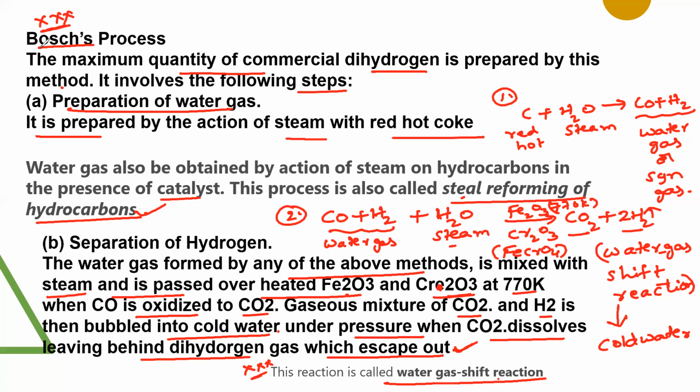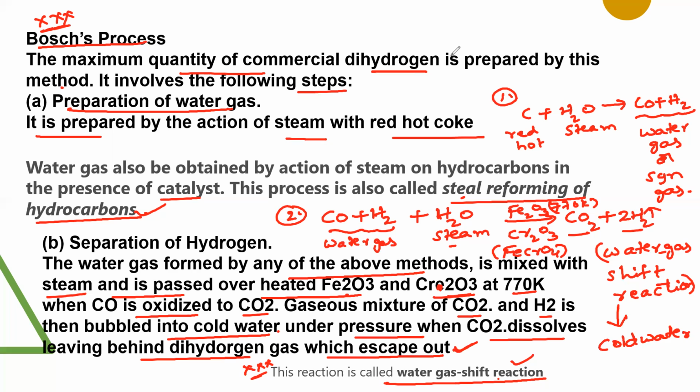Very, very important. This process is very, very important, so please make a note. This is called the preparation of dihydrogen using the water gas shift reaction. Water gas shift reaction, very, very important.